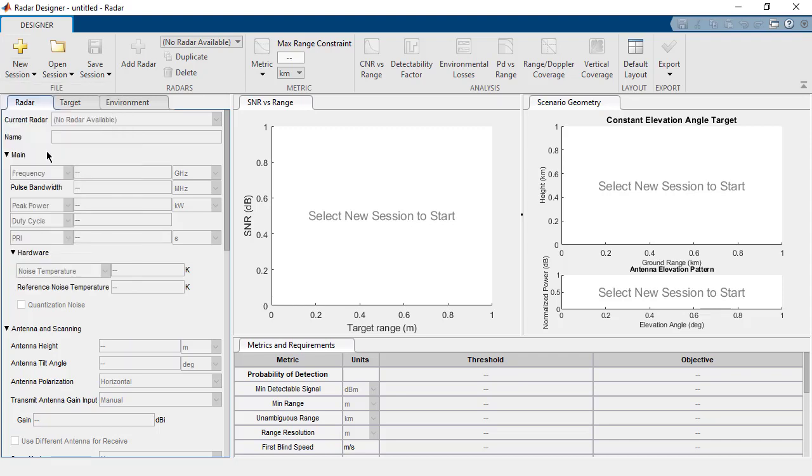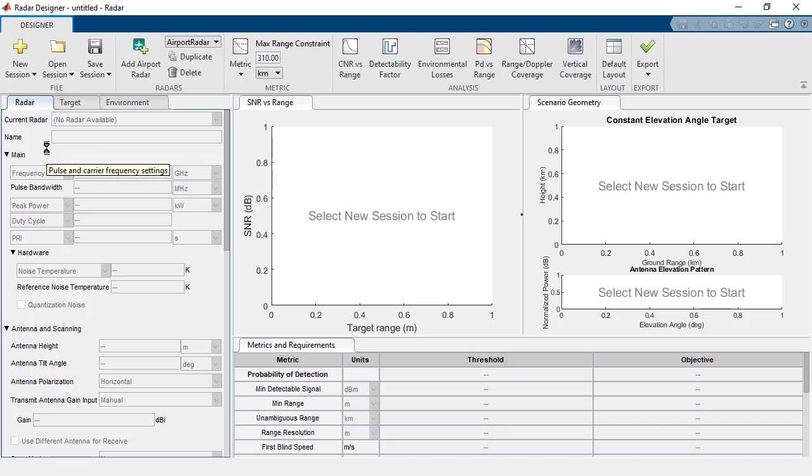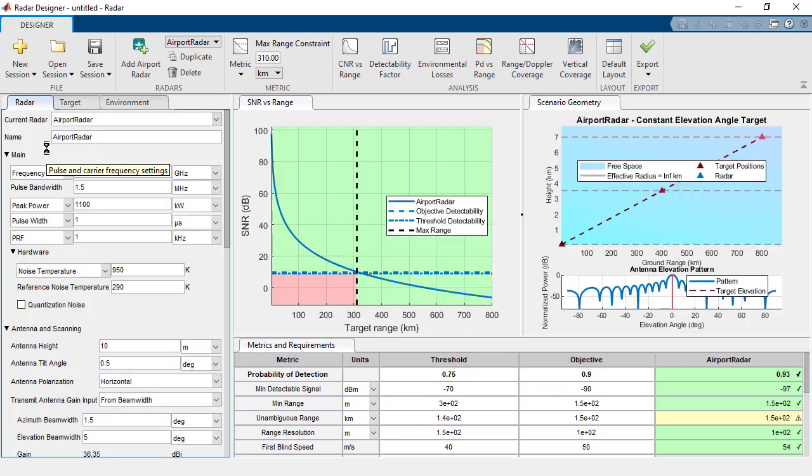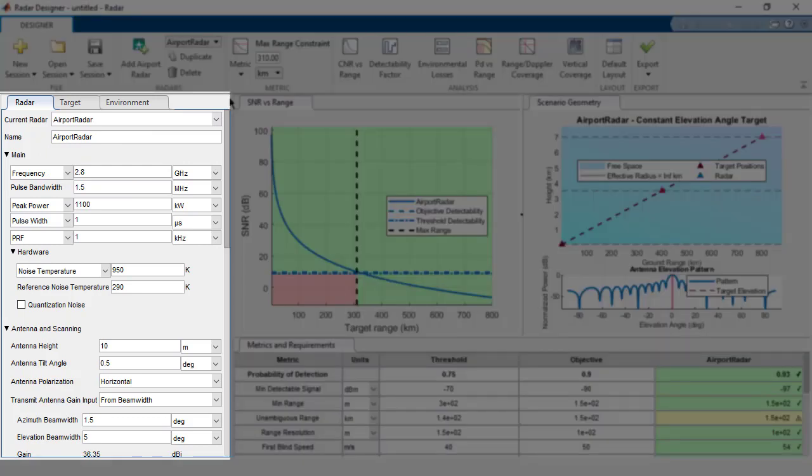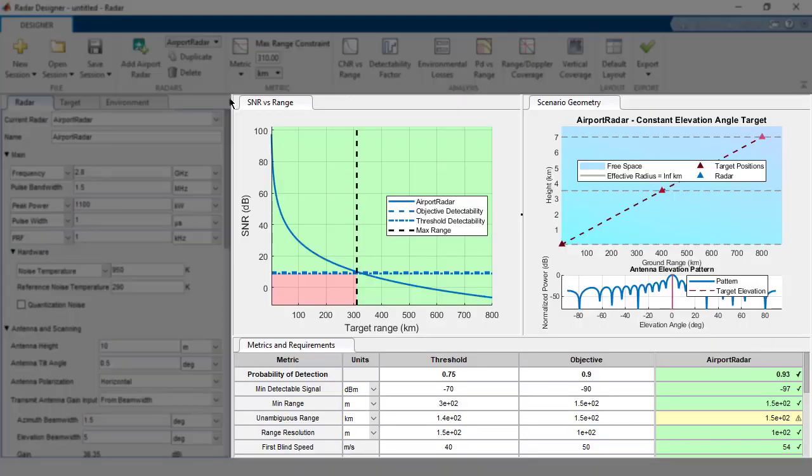We're going to design an X-band surveillance radar for detecting small targets. The radar should detect small manned aircraft up to 18 kilometers, small unmanned aircraft up to 8 kilometers, and maintain performance in heavy rain. On the left-hand side of the app, we have the input parameters for the radar, target, and environment. On the right-hand side, we have visualizations of the system and a table to compare the metrics to requirements.